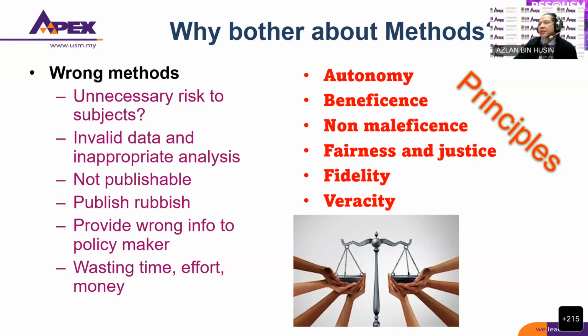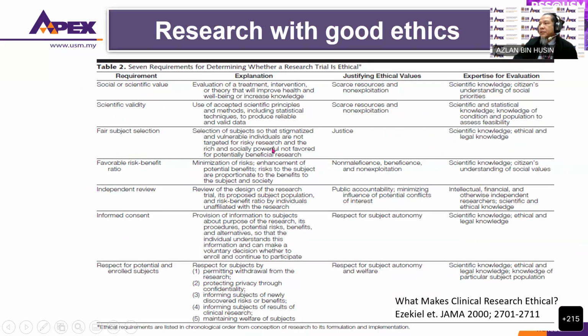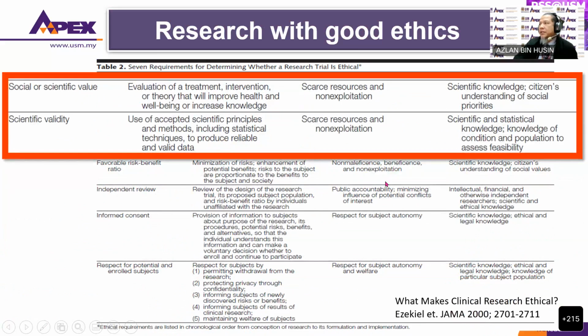If the method is incorrect, then you may get invalid data, which leads to inappropriate analysis and is not publishable, or perhaps if published, it is something that is not good and provides a bad reflection not only on you but also on the university. And then you are wasting everybody's time, effort, and also money. So again, the same principle that we should adhere to. This is to highlight that doing research with good ethics is also important.